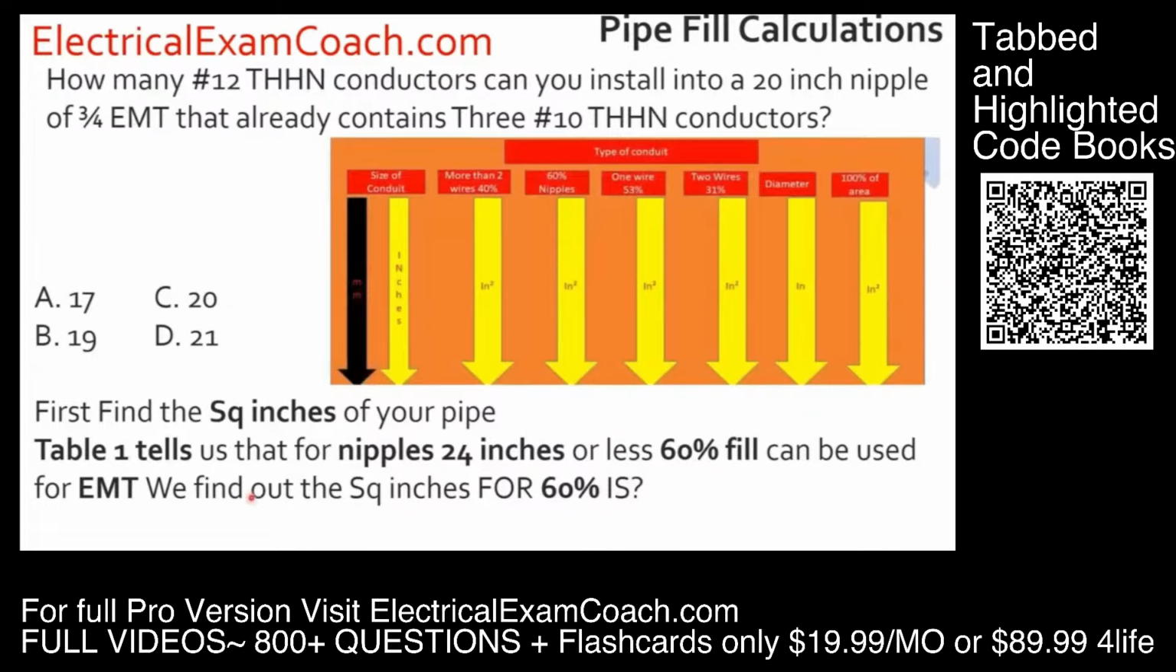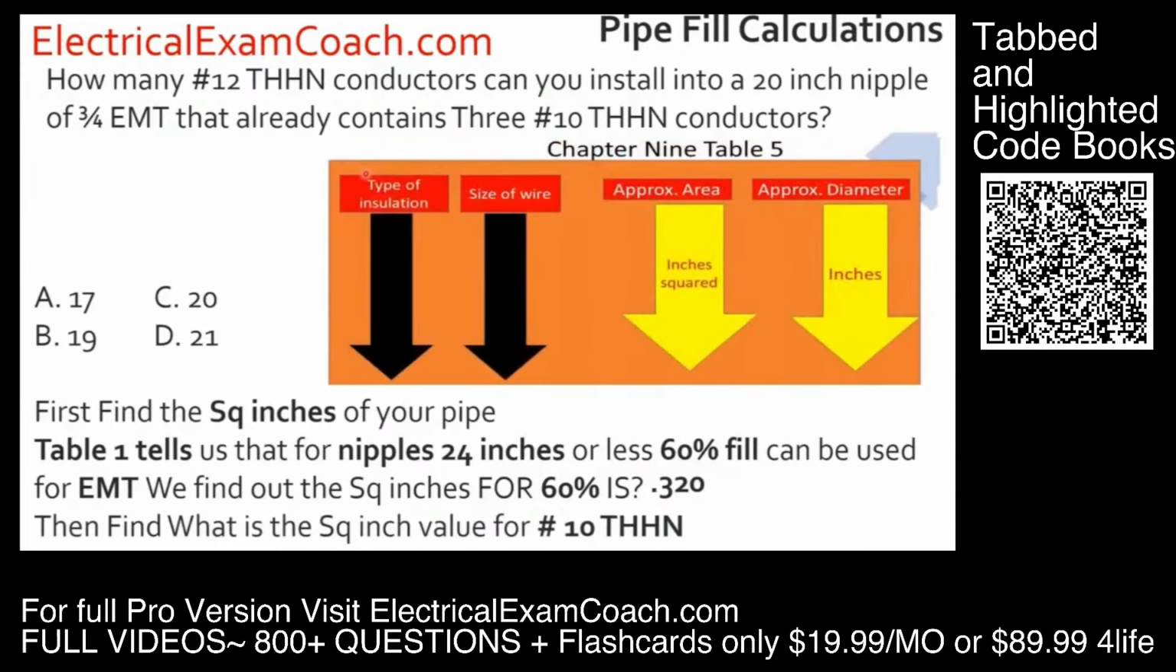First, we will verify our type of conduit to make sure we're in the right conduit. Then we're going to start on the left-hand side and find our size of conduit. But then we need to cross over to the 60% fill because this is a nipple. And we find that it's 0.320. Now we can finish the problem like normal. We're going to head to Chapter 9, Table 5 and find out the square inch value of our conductors. When we get there, we verify we're in 5 and not 5A. Then we're going to come down the left-hand side, come over to our size wire.